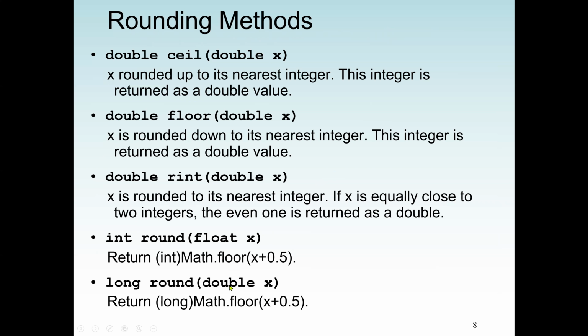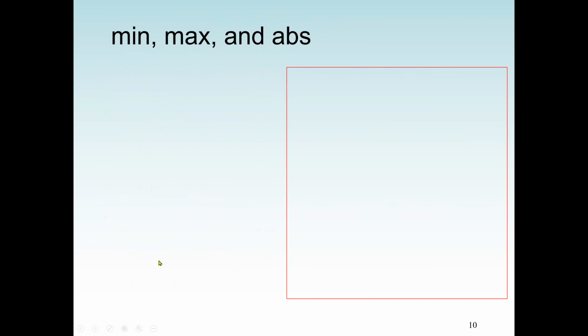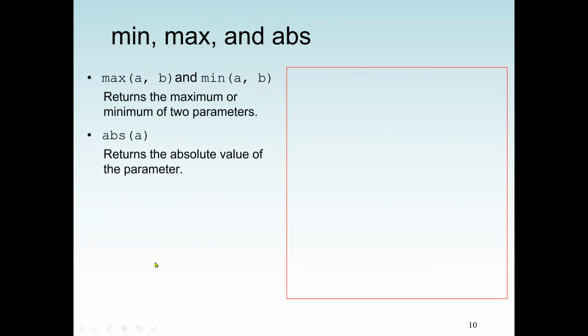Run again, the same thing with double. Long means again, the values were bigger, but both will give us an odd number. So round float x means do your floor, add 0.5 to it, then convert it to int. So that's the example. The next ones will be min, max, and absolute value.